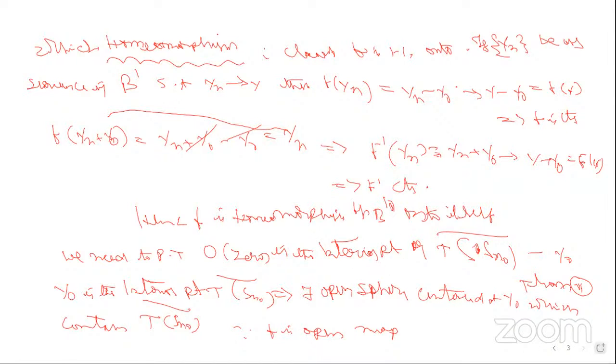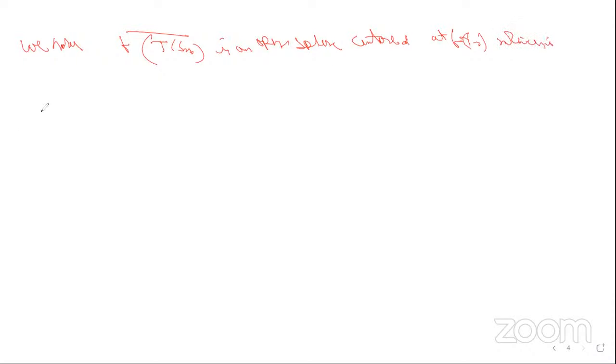So we have F of T of Sn naught bar is an open sphere centered at F of Y naught, which is contained in it.